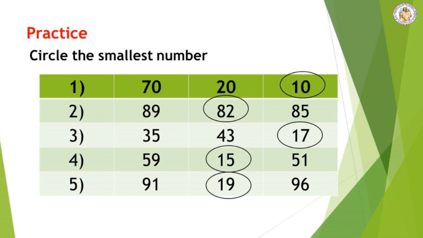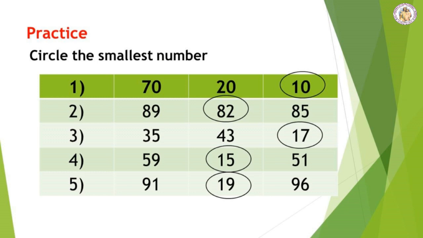The fourth one is 59, 15 and 51. Yes, in 59, 5 tens and 9 ones. In 15, 1 ten and 5 ones. In 51, 5 tens and 1 one. So, which one is the smallest number here? Yes, the smallest number is 15.